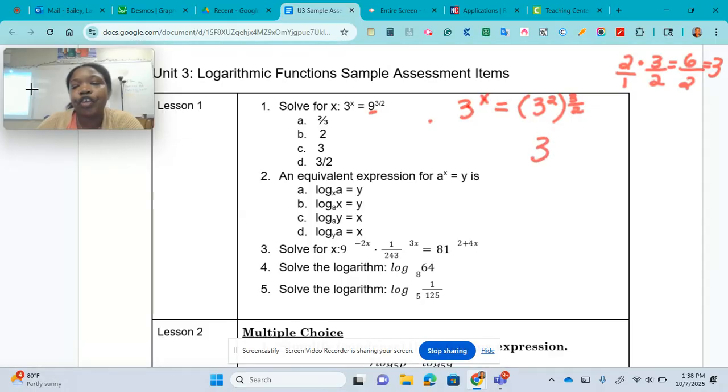That is now 3 to the third power equals 3 to the x. Now that the bases are the same, we set the exponents equal to each other. So x equals 3.